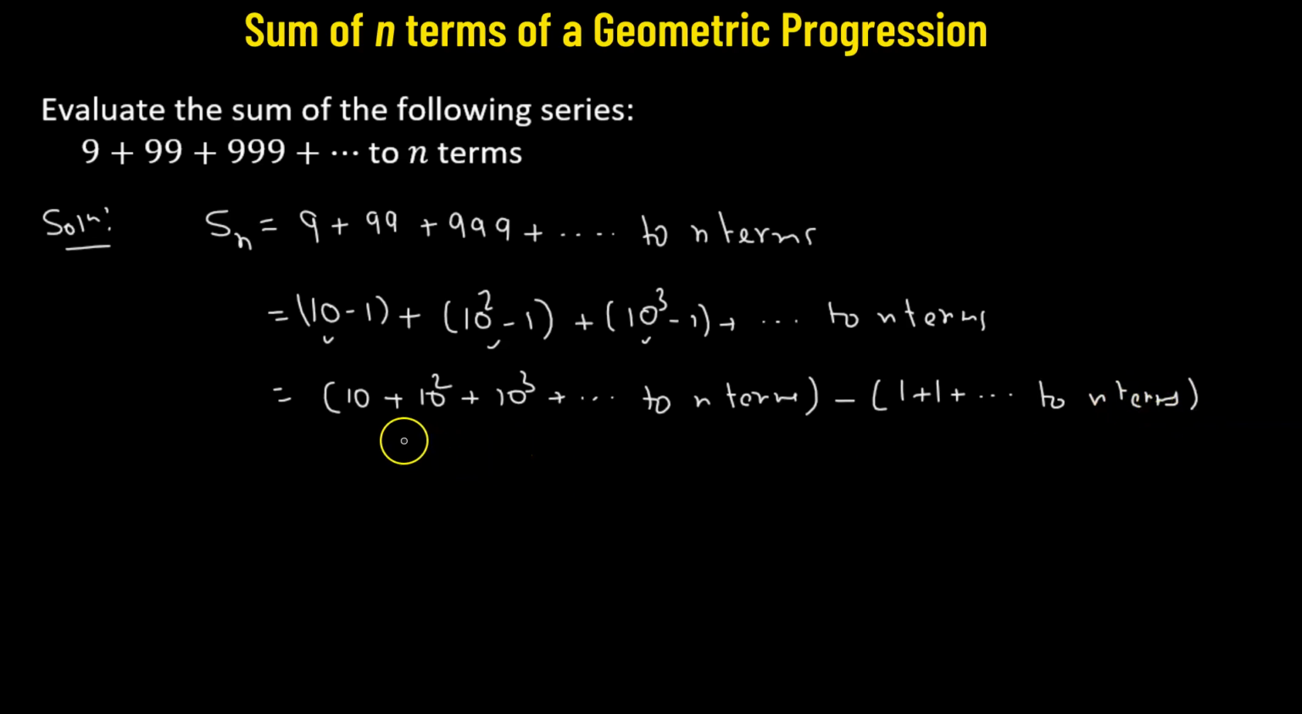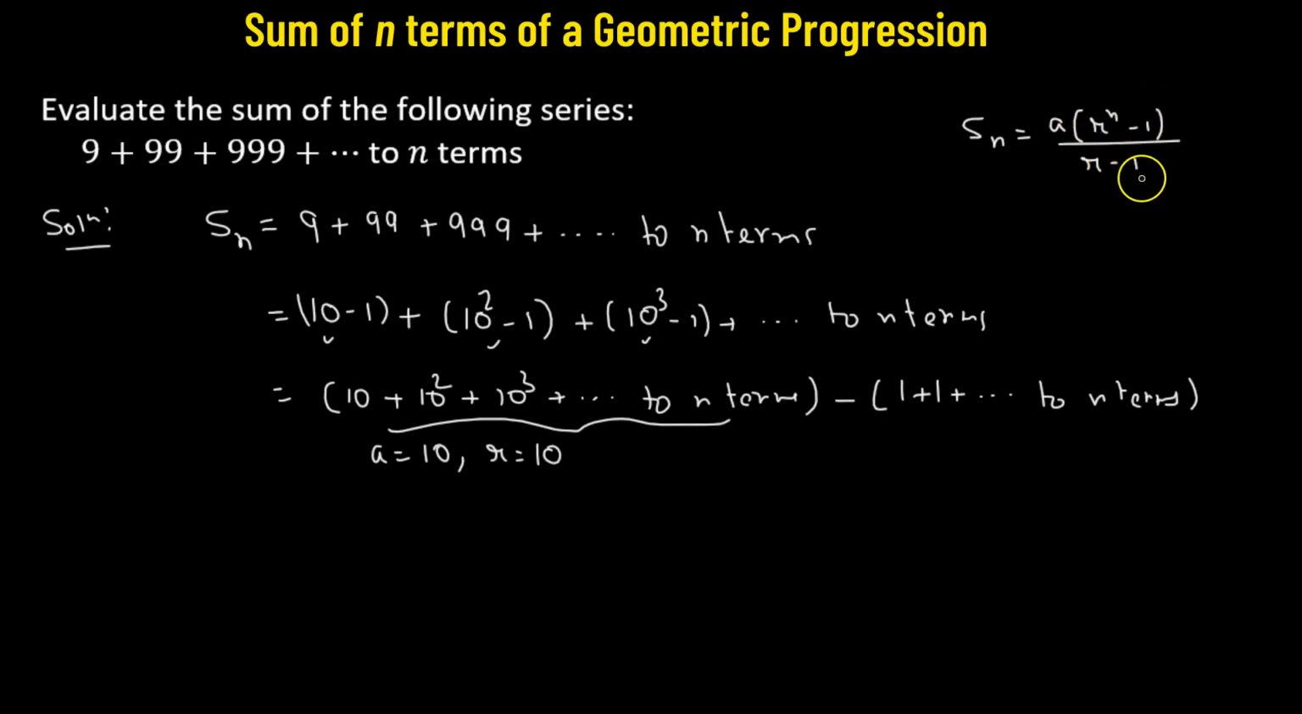Now, this particular series is a geometric series with first term equal to 10 and common ratio given by 10 squared divided by 10. So that's simply 10. We know the sum to n terms of a geometric progression is given by the formula a times r raised to the power of n minus 1, divided by r minus 1. So substituting these values, we have 10 multiplied by 10 raised to the power of n minus 1, divided by 10 minus 1, so that's going to be 9.